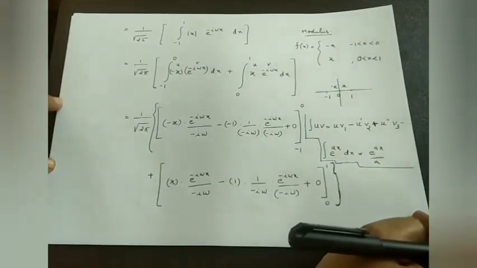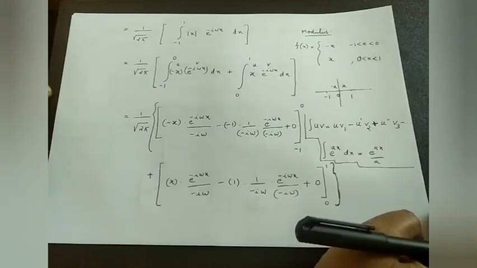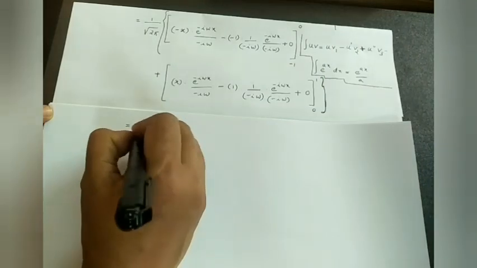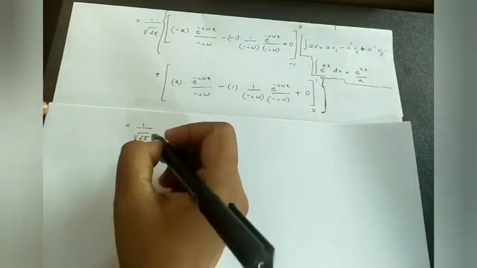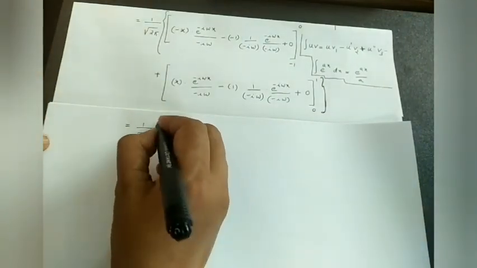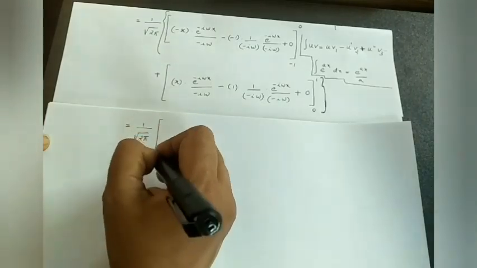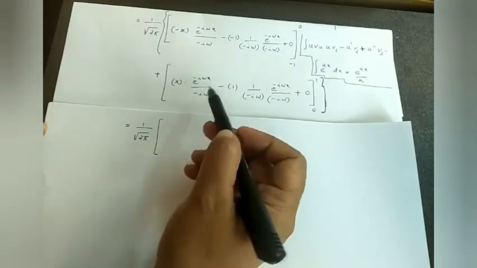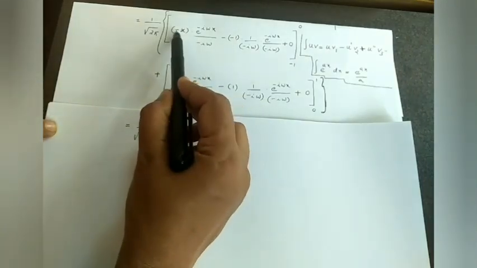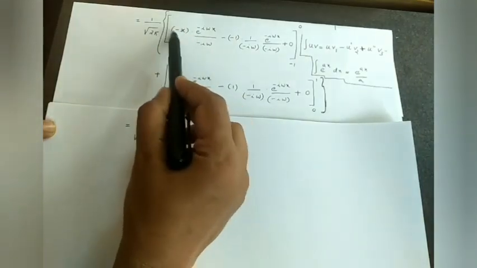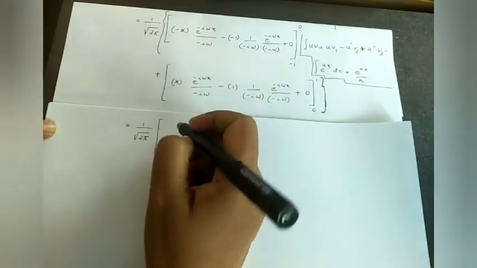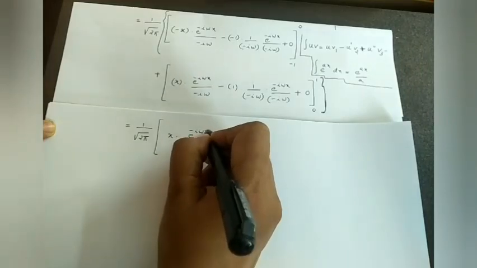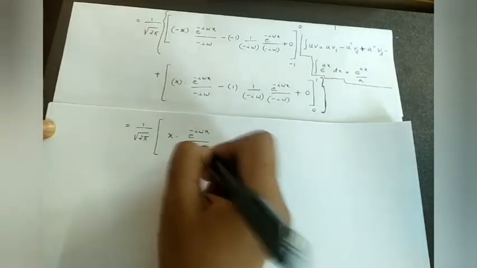So utmost care must be taken when we are doing these problems. Equal to 1 by root 2 pi into, this is the previous step. Now again we can rearrange, first of all rearranging, then applying the limits. Then minus into minus, here in the first term minus minus is plus, therefore I am writing x into e raised to minus I omega x by I omega.